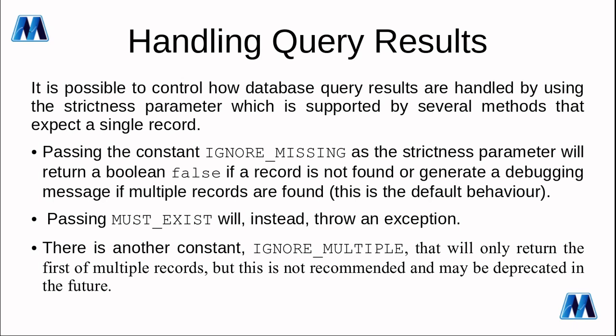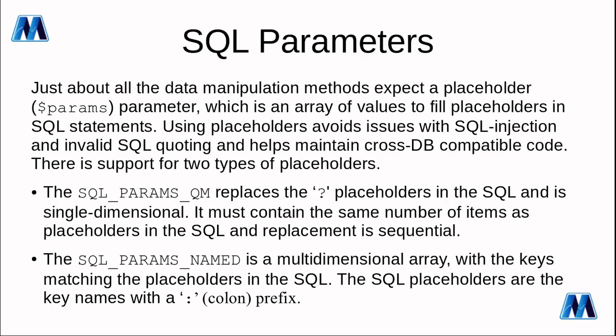Passing must exist. The MUST_EXIST constant will make the call throw an exception if the record is not found. There is another constant, the IGNORE_MULTIPLE, which will only return the first of multiple records, but that's not recommended, and it may be deprecated in the future.